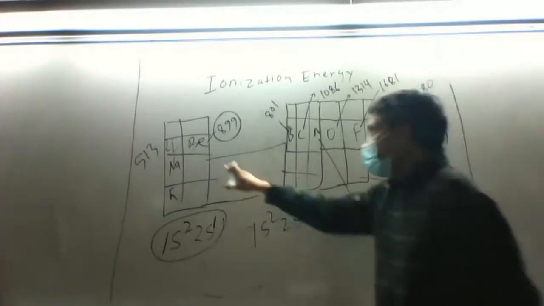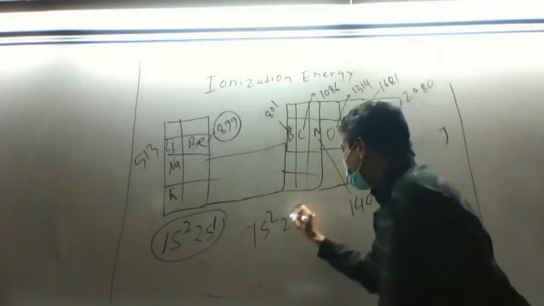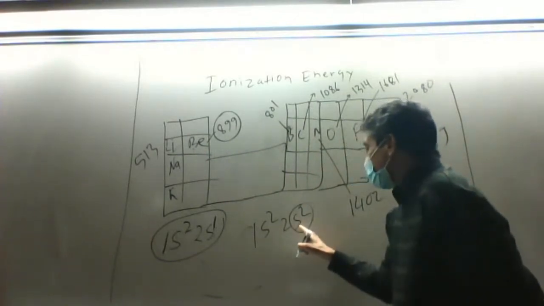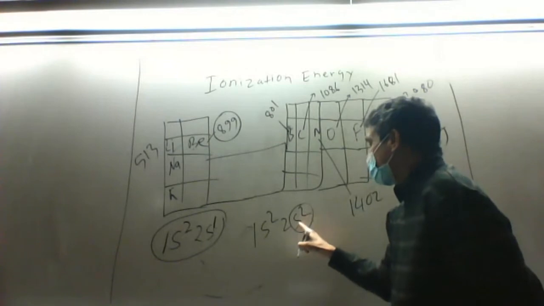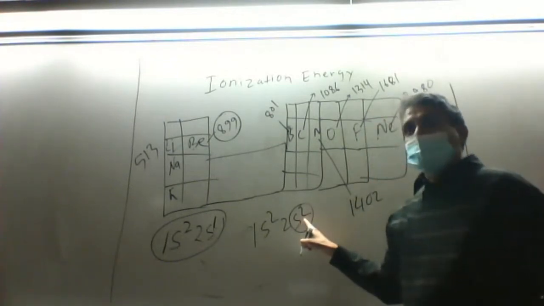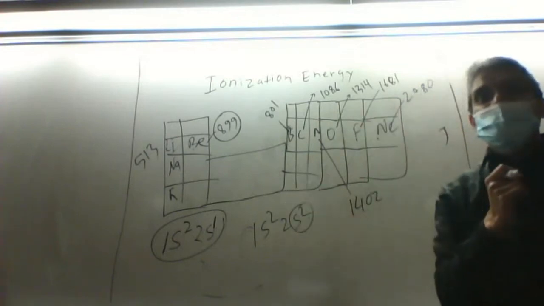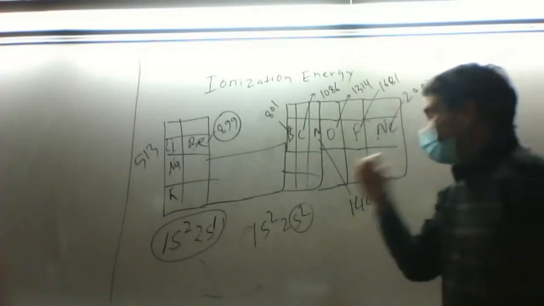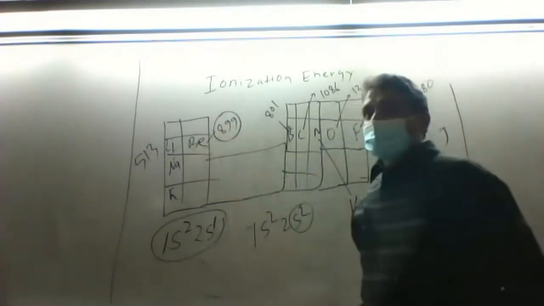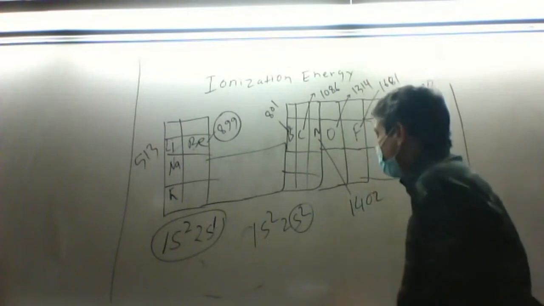Make sense? So in beryllium, the electronic configuration is 2s2, and since this is filled, in one orbital we can have a maximum of 2 electrons. So it is already fully filled. It takes a very high amount of energy to remove the electron from the fully filled shell. So that's why beryllium has high ionization energy. It's not easy to make the beryllium ion.